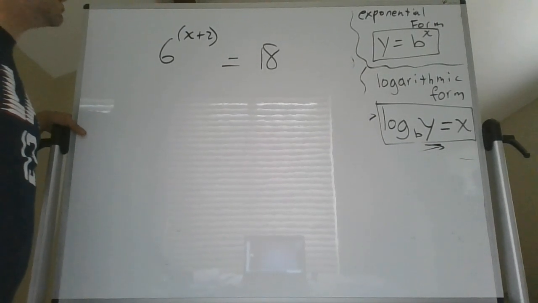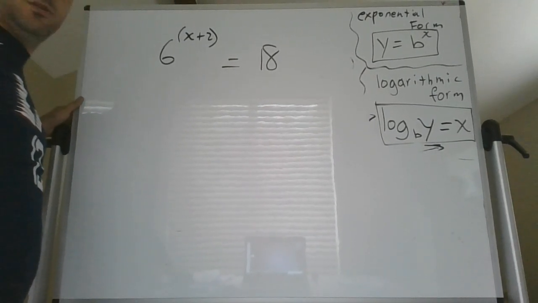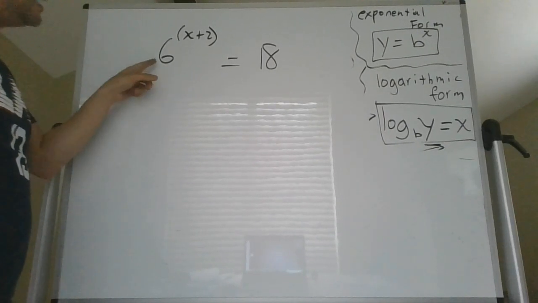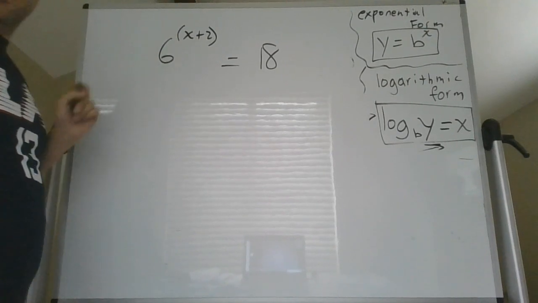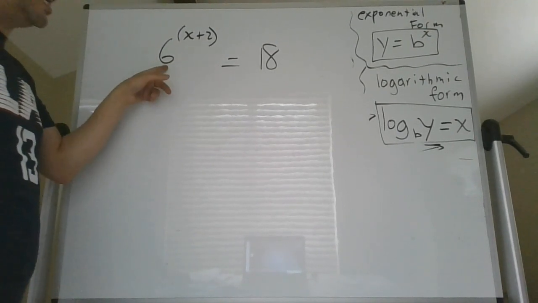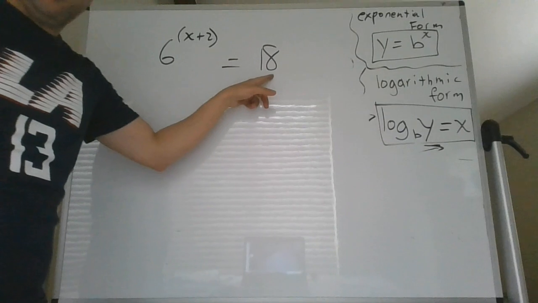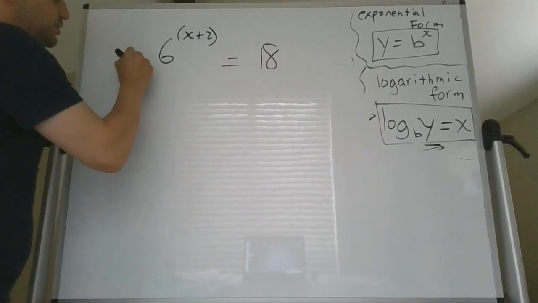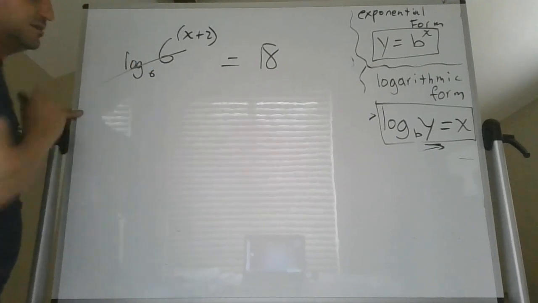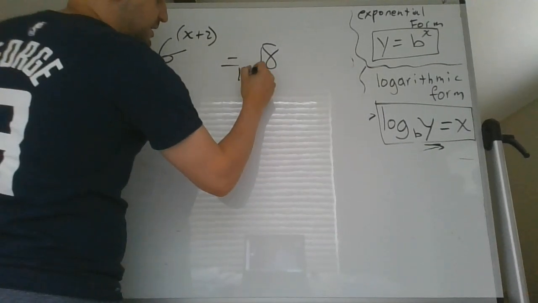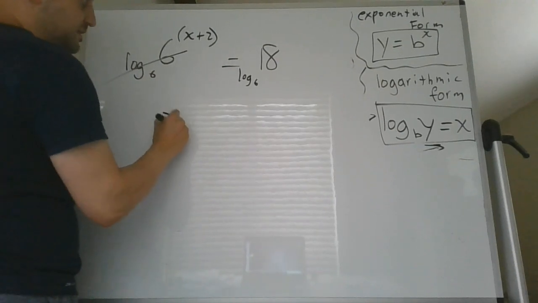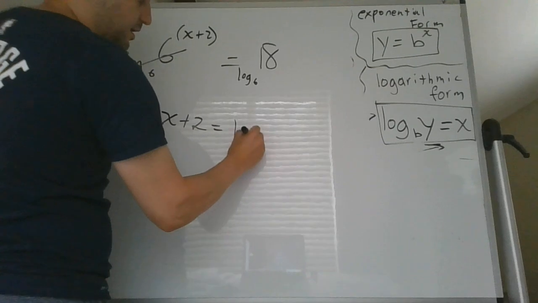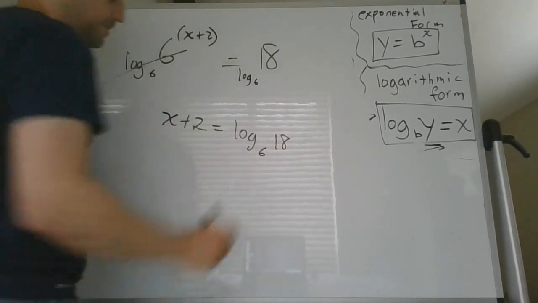Probably the easiest way, one that would solve this every single time, is this. I'm going to ask you guys to get rid of this base of 6, so we're just left with x plus 2. Because I can't change this into 2 to the power of something, or 3 to the power of something. No. I'm going to do a log base 6 to this, cancel it out. I'm going to be left with x plus 2 equals log base 6 of 18.